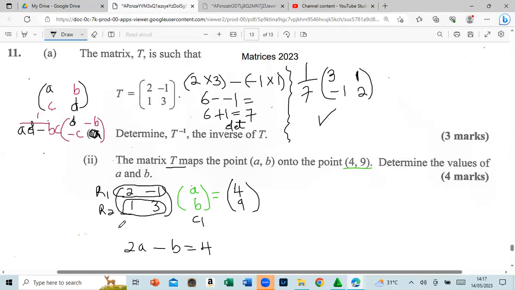Next, we're going to use row 2 now, so it's 1 times A, which is A, and 3 times B, which is 3B. And that must equal this number right here, which is 9.